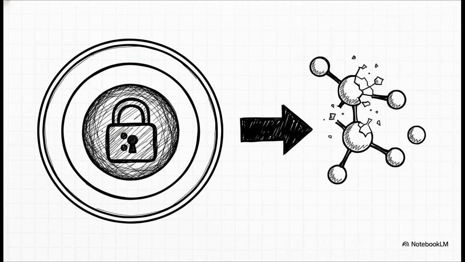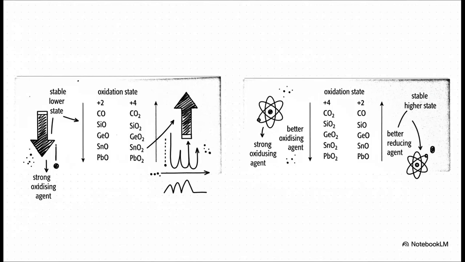It's all because of what we call the inert pair effect. Basically, the outermost s electrons become increasingly reluctant to participate in bonding as the atoms get heavier. They just want to sit there. By comparing these two tables, you can easily predict chemical behaviors without resorting to rote memorization. It's like a chemical seesaw. A stable lower state means the higher state is desperate to drop down, making it a strong oxidizing agent. A stable higher state means the lower state is desperate to gain bonds, making it a strong reducing agent.